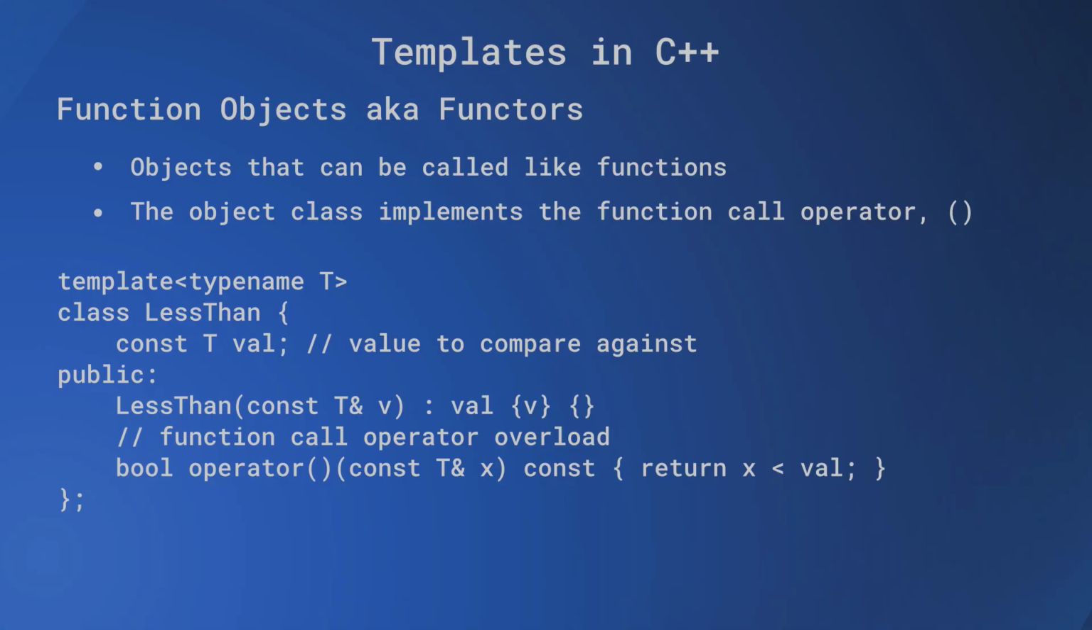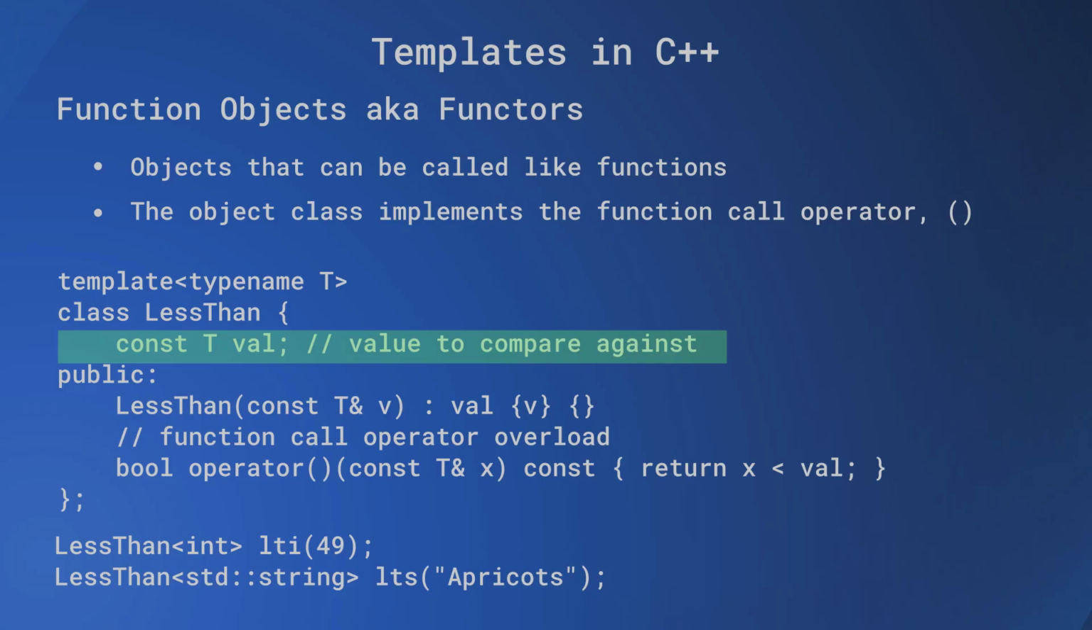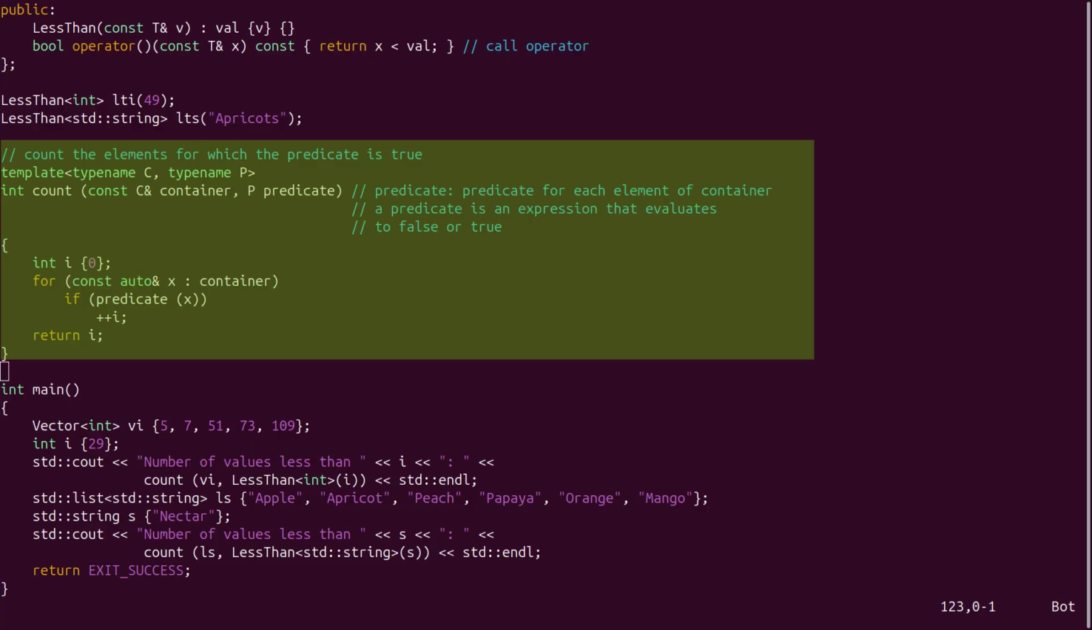The key difference between functors and functions is that functors have state information in the form of data members, which is not there in functions. For example, we have const T val here, the value to compare against. We can initialize objects of the LessThan functor. The first is LessThan<int> 49, which has an integer 49, and the next is LessThan<std::string> apricots, which has a string with value apricots. We can use these functors in our program.